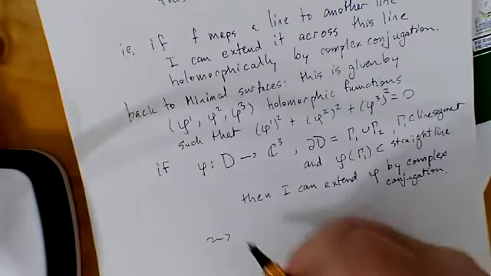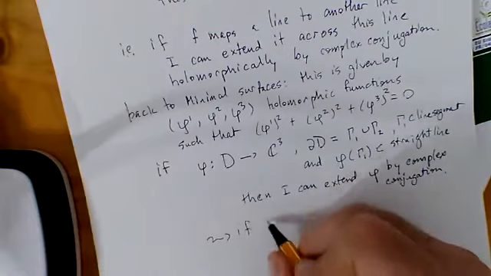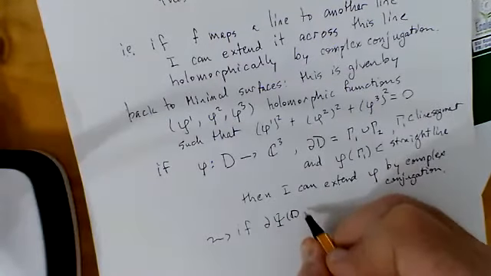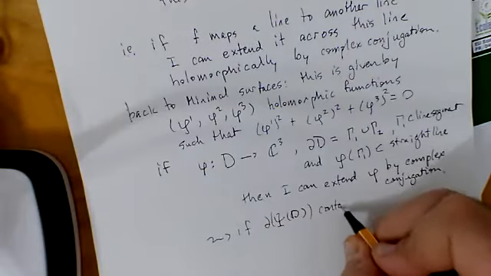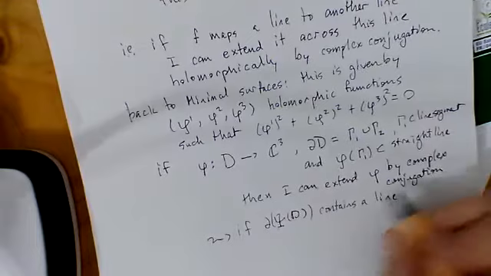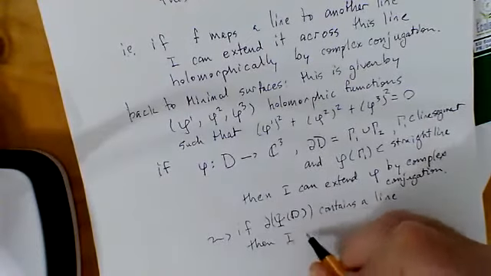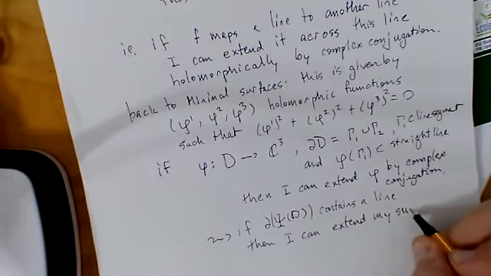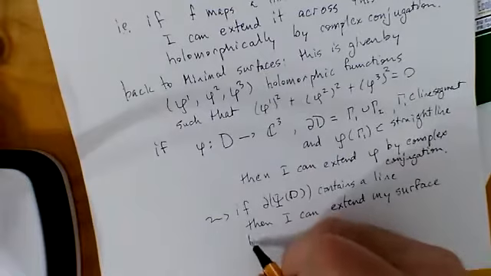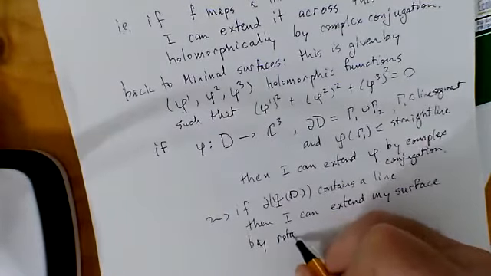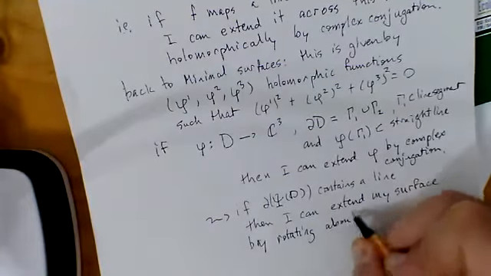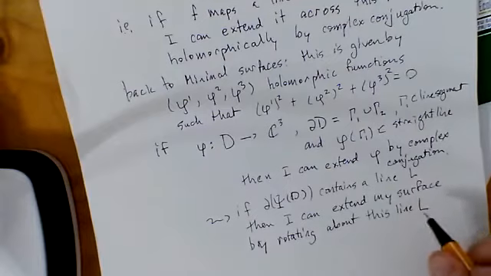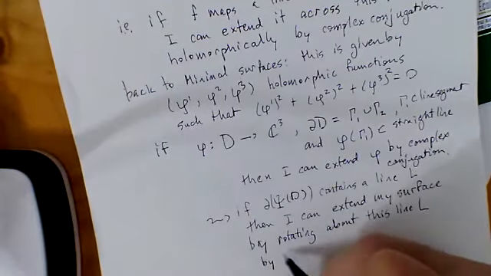What does this do to the surface? This says that if the boundary of my surface contains a line L, then I can extend my surface by rotating about this line L by the angle of pi.